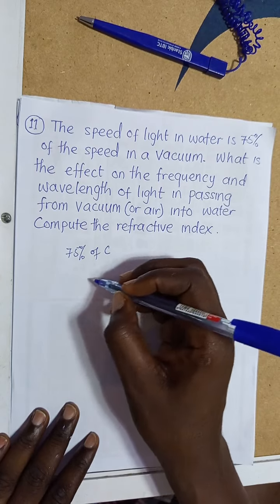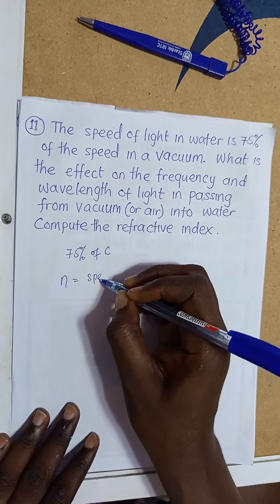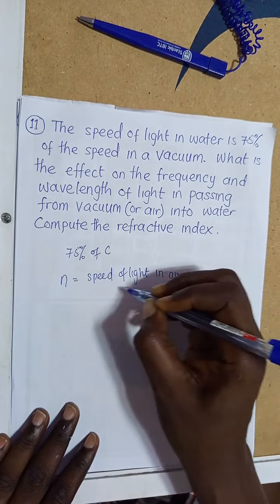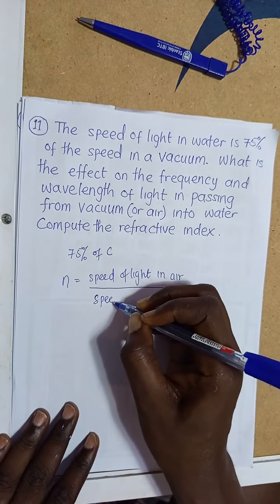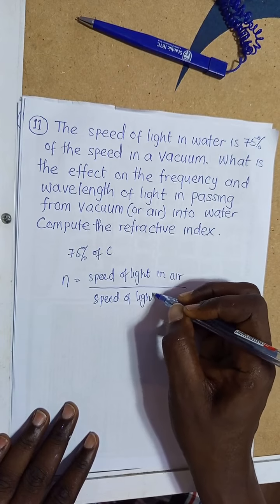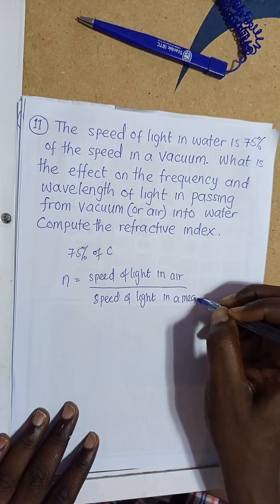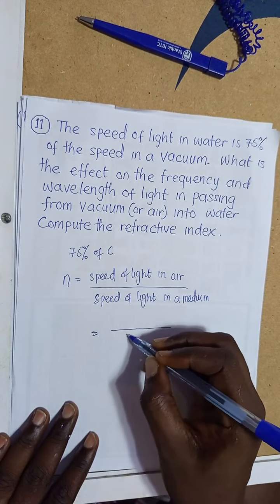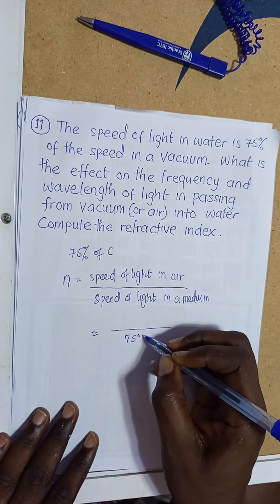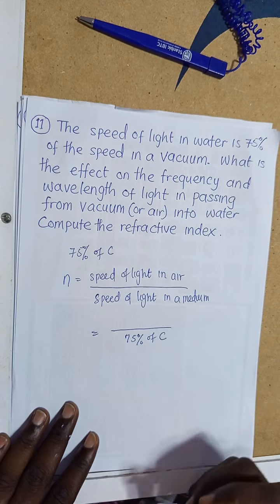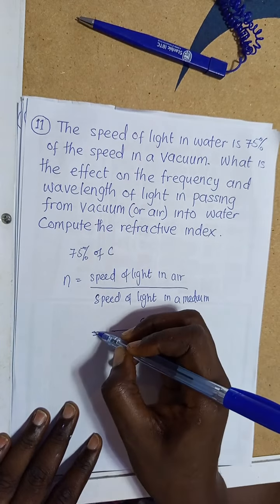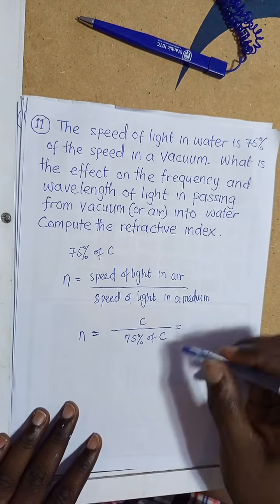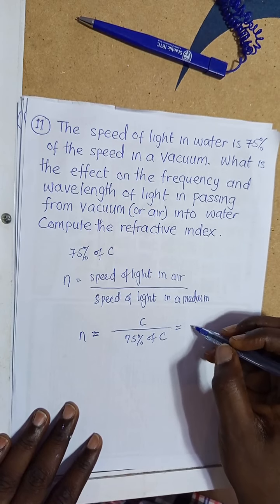Now, what is the refractive index? It is the speed of light in air divided by the speed of light in a medium. So the speed of light in water is 75% of C, while the speed of light in air is C. So how do we get our n? Our n will now be, 75% is the same thing as what?